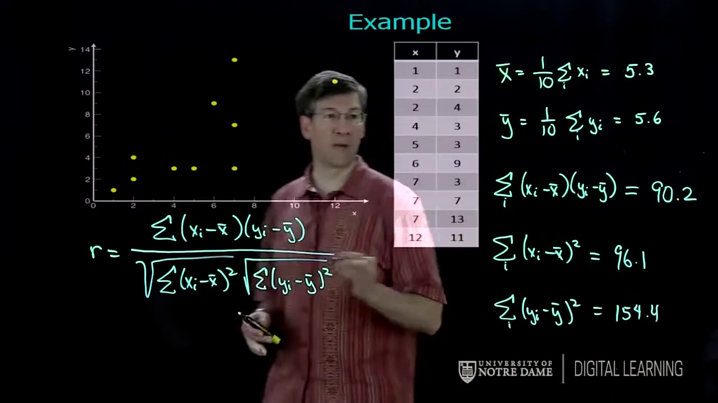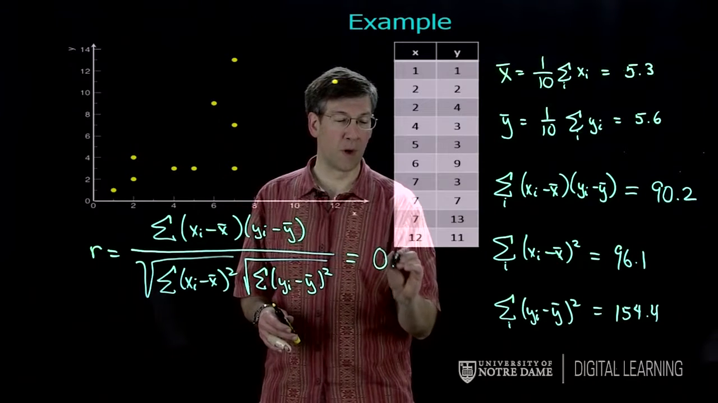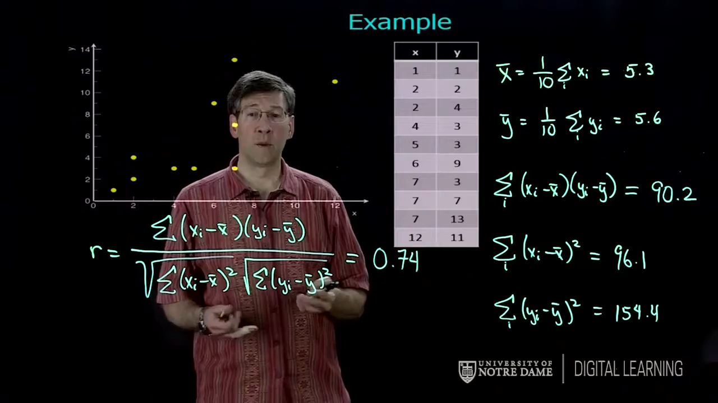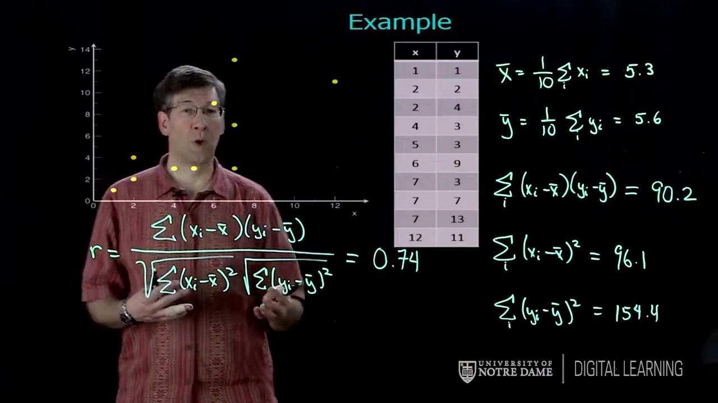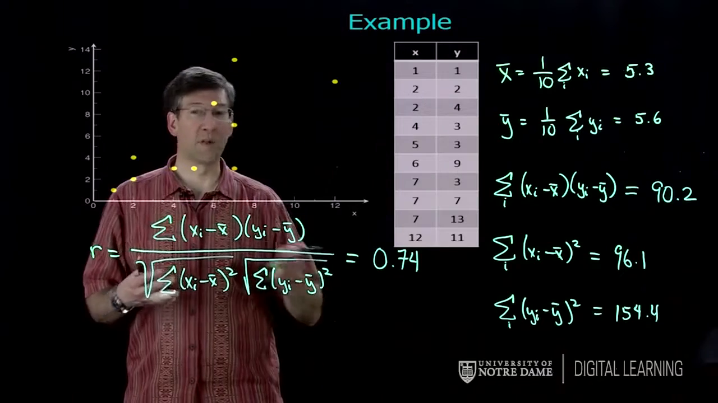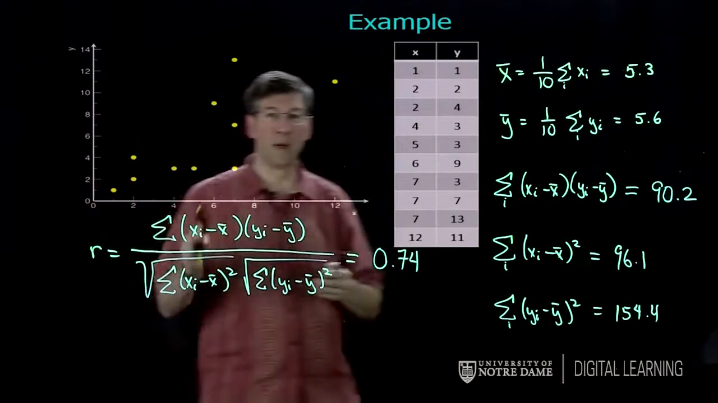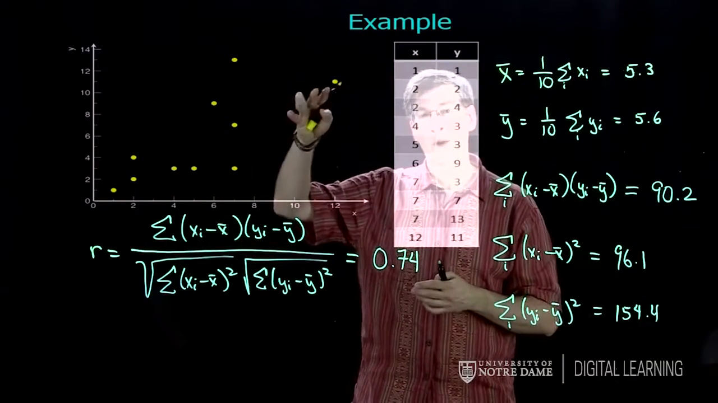And so if I do that for this data set, I get that r is equal to 0.74. So r should be close to 1 if these things are linearly correlated. And so we can see that, for this data set, it kind of looks like there's a linear relationship. It could be linear. It's not perfect.